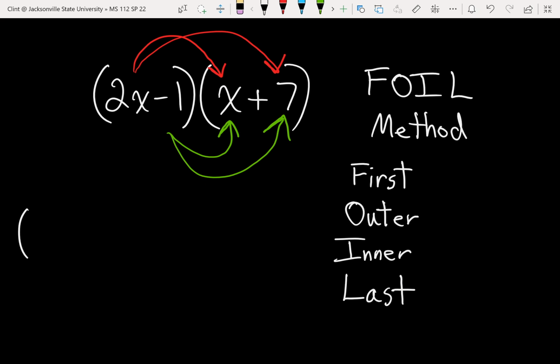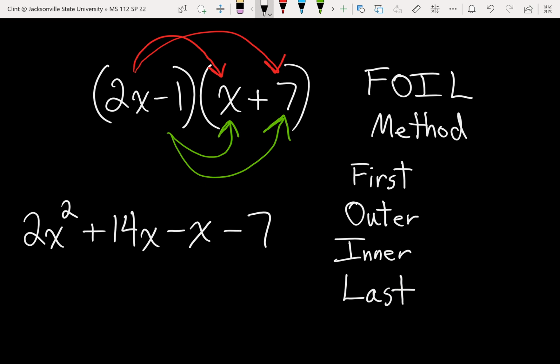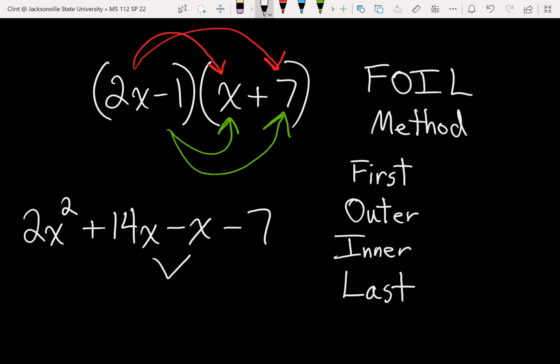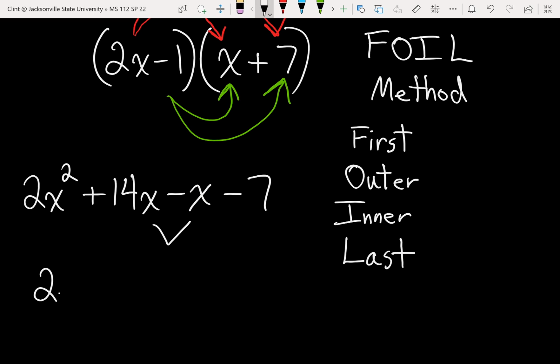But here, we do the first terms, 2x times x, x squared. Do the outer terms, 2x times 7, plus 14x. Inner terms, negative 1 times x, minus x. Do the last terms, negative 1 times 7, that's minus 7. And we want to simplify as much as possible, so let's see if there are any like terms we can combine here. Our middle terms are both x terms, so combine those. We've got 14x minus x.